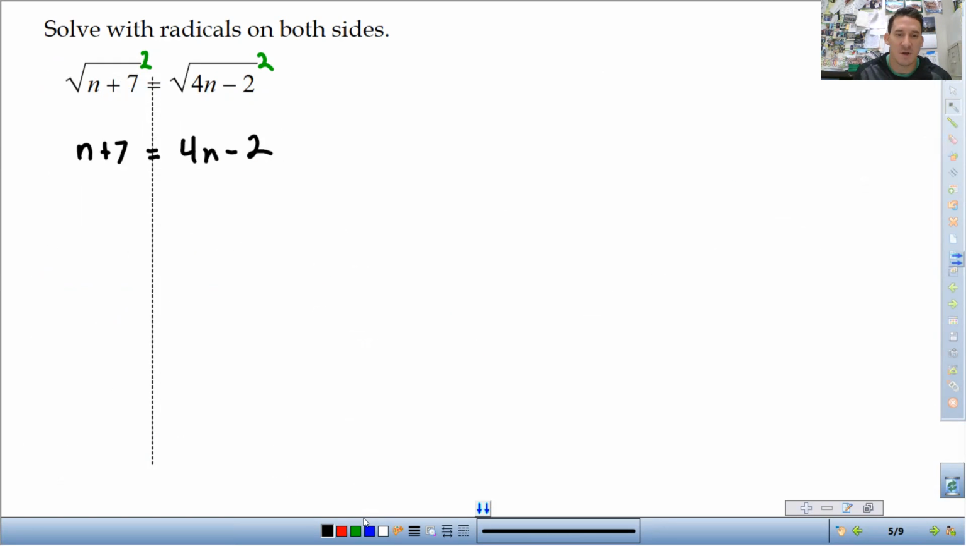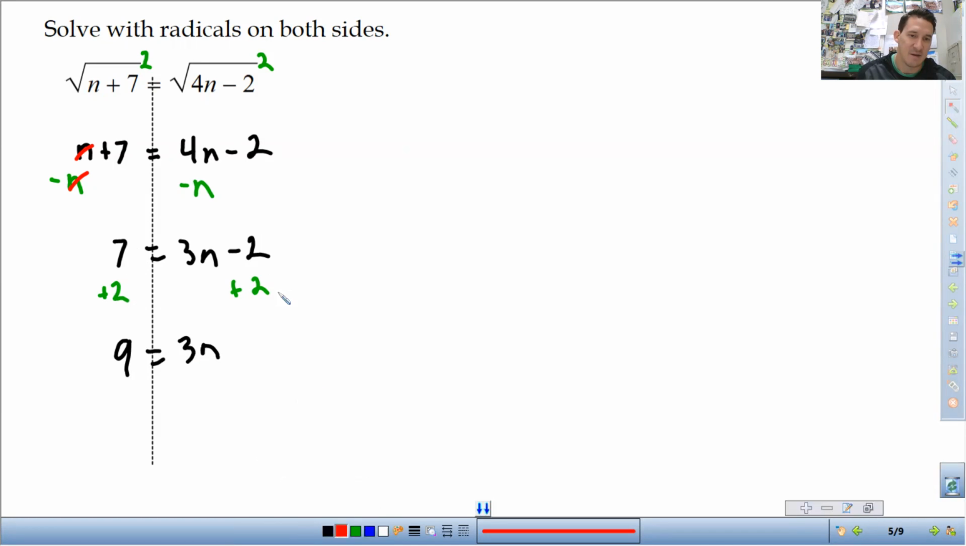Now I just need to solve the equation. I want the n's on one side. I'm going to subtract n from both sides. That'll keep things positive. So n minus n here cancels out. I'm left with 7 is equal to 4n minus n, which is 3n, minus 2. Add 2 to both sides. 7 plus 2 is 9, equal to 3n. Last step is to divide both sides by 3. And I get 3 is equal to n.